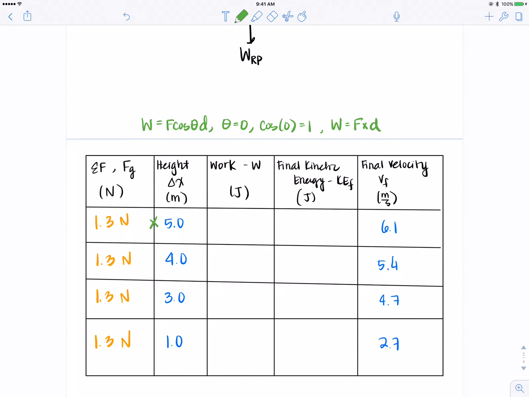Okay, so 1.3 newtons times 5 meters is 6.5 joules. 1.3 newtons times 4 meters is 5.2 joules. 1.3 newtons times 3 meters is 3.9 joules. And 1.3 newtons times 1 meter is 1.3 joules.